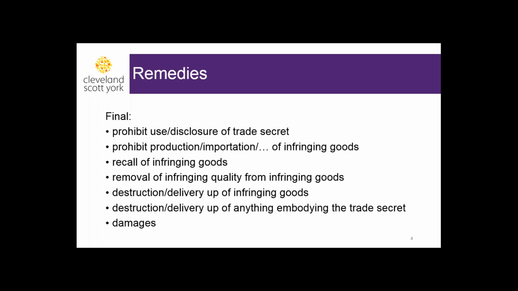The directive provides a similar set of final remedies, i.e. remedies which are to be awarded after a judicial decision that there has been unlawful acquisition, use, or disclosure of a trade secret. The final remedies include a few extra options, such as ordering the removal of the infringing quality from infringing goods. In cases where the infringer knew or ought to have known that he, she, or it was unlawfully acquiring, using, or disclosing the trade secret, he, she, or it may be ordered to pay damages.